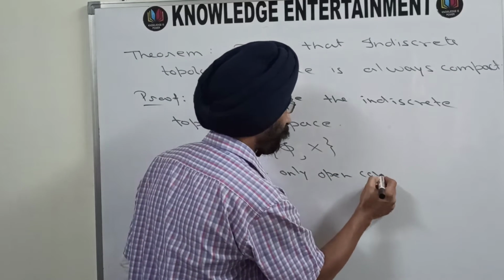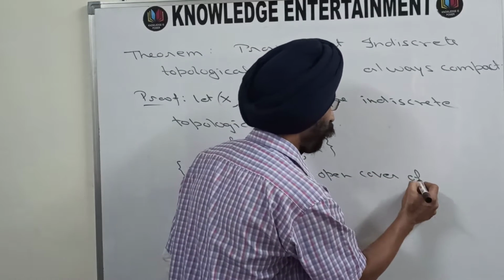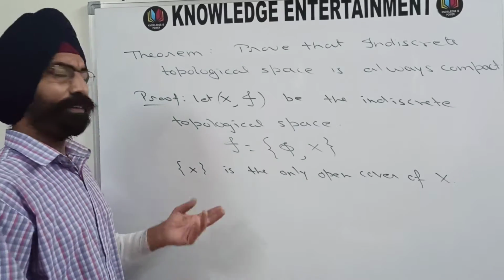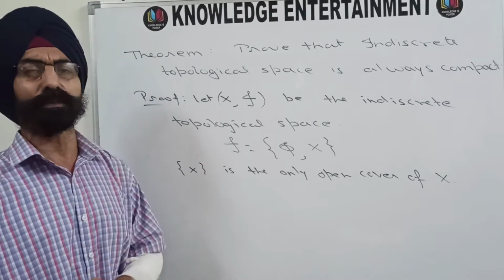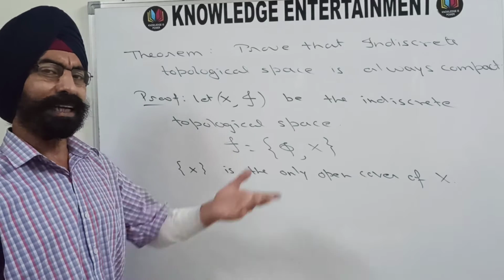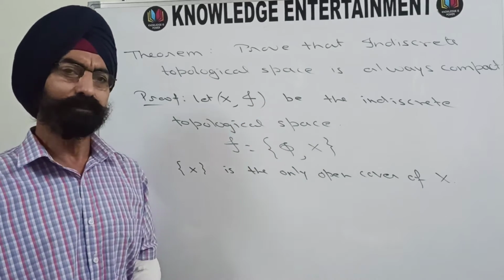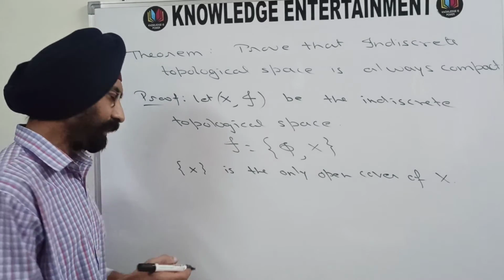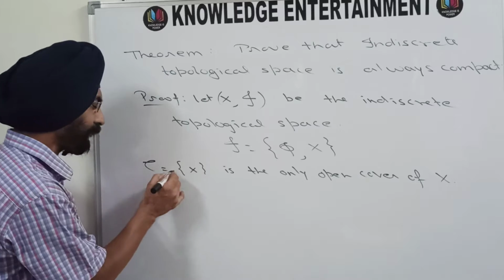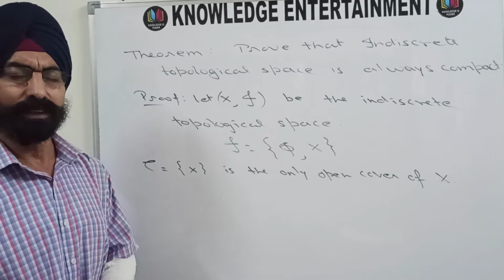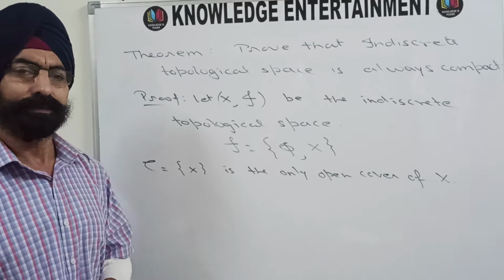So the singleton set X is the only open cover of X. It is the only open cover, and it contains only one member, so it itself is a finite subcover of itself. And to prove it a compact space, what else we need? We need only a finite subcover. And the set itself, if I denote it by C, then C itself is a finite subcover of itself, because it contains only one member.